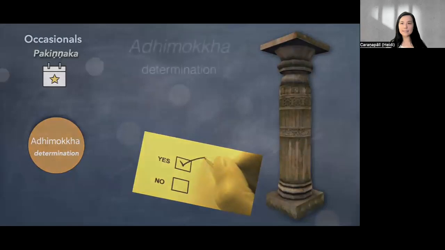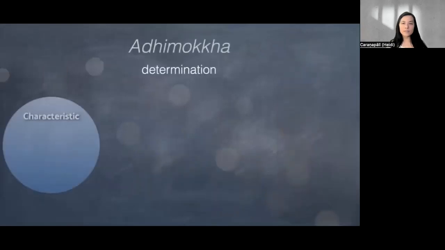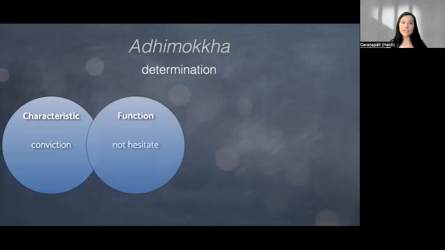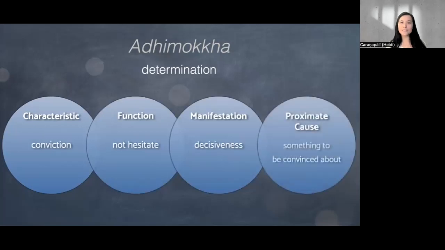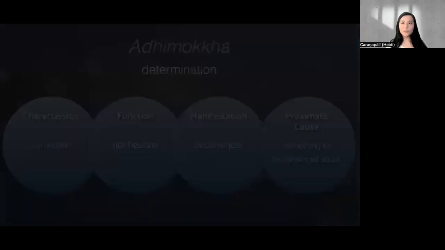Now let's see its characteristic. Its characteristic is conviction. So it is very convinced about the object. And then its function is to not hesitate. It has no hesitation about the object. It just goes there. And then its manifestation is decisiveness. So it is very decided about its object. And its proximate cause is something to be convinced about. So that's for Adhimokkha.